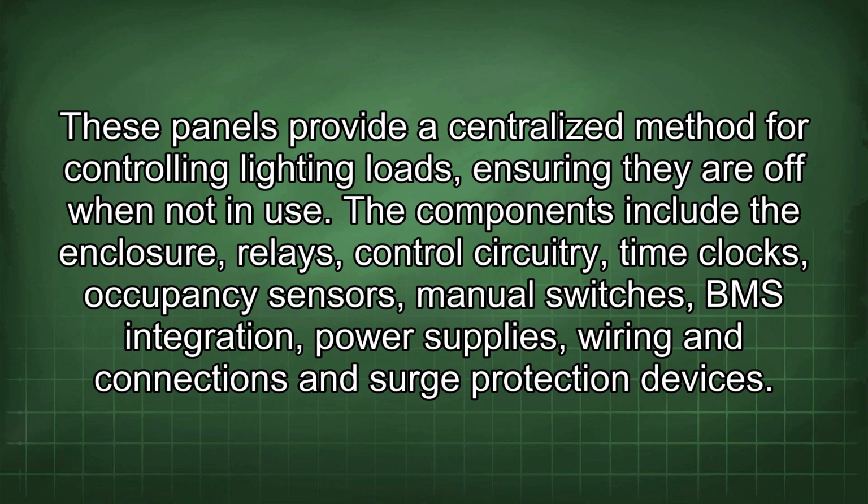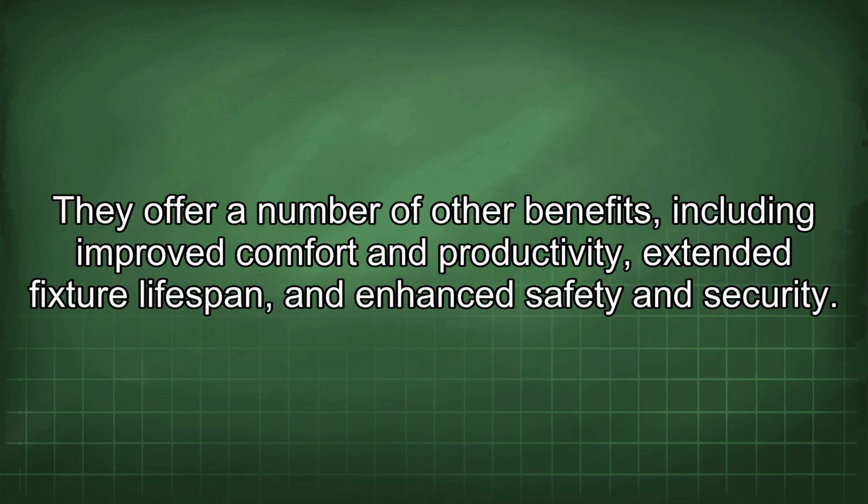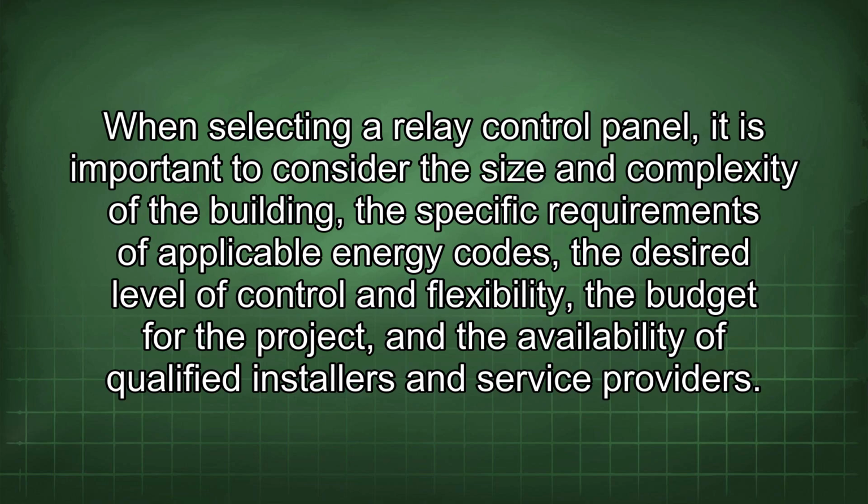The components include the enclosure, relays, control circuitry, time clocks, occupancy sensors, manual switches, BMS integration, power supplies, wiring and connections, and surge protection devices. They offer a number of other benefits, including improved comfort and productivity, extended fixture lifespan, and enhanced safety and security. When selecting a relay control panel, it is important to consider the size and complexity of the building, the specific requirements of applicable energy codes, the desired level of control and flexibility, the budget for the project, and the availability of qualified installers and service providers.